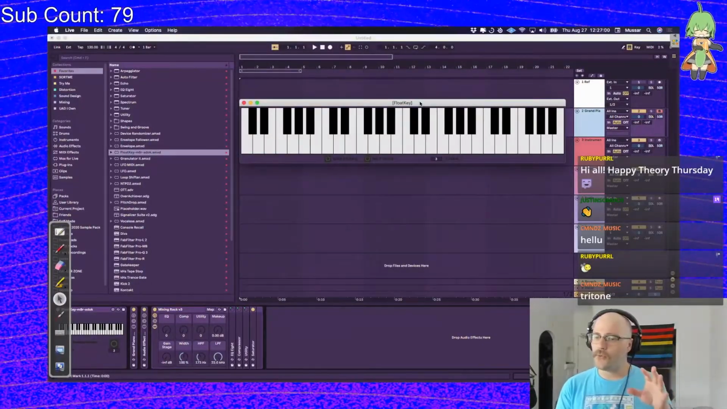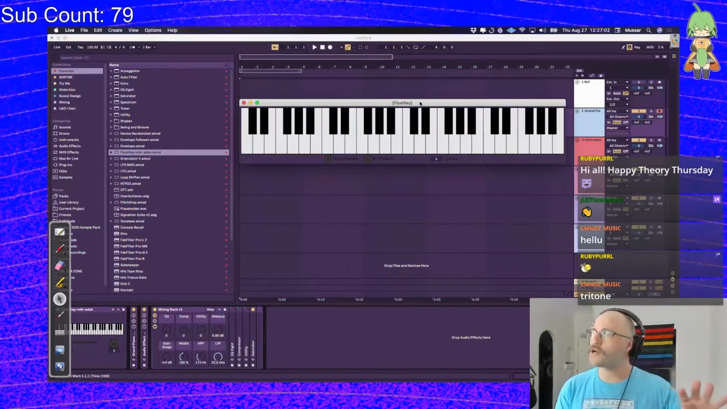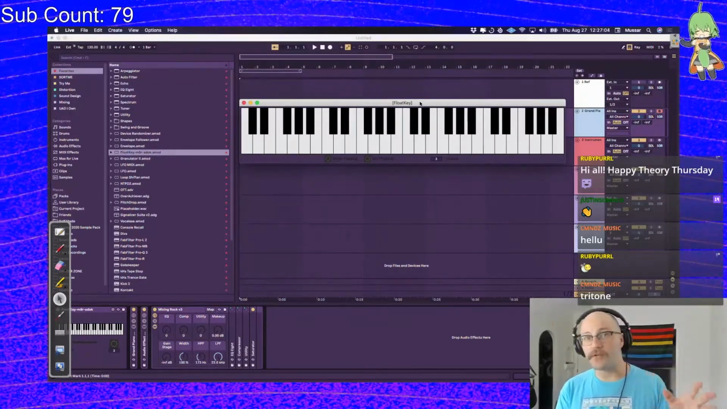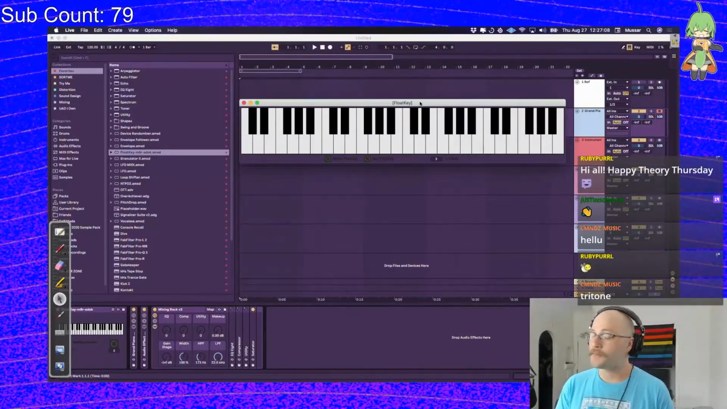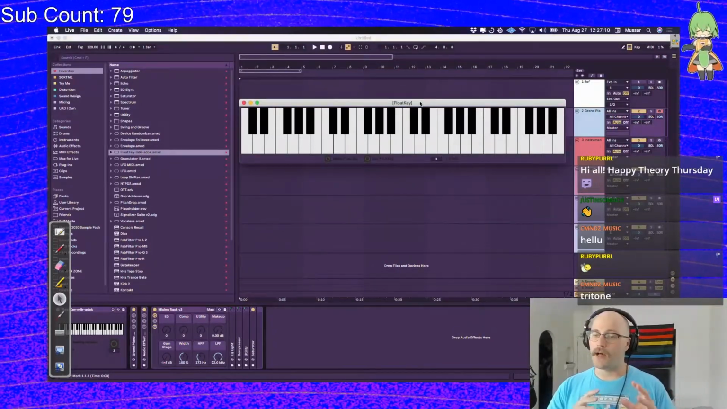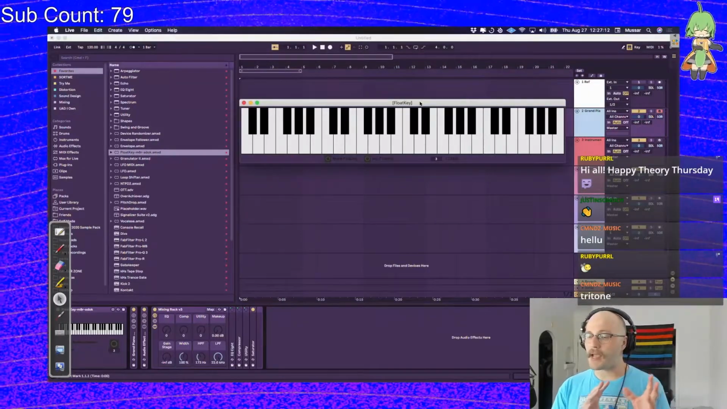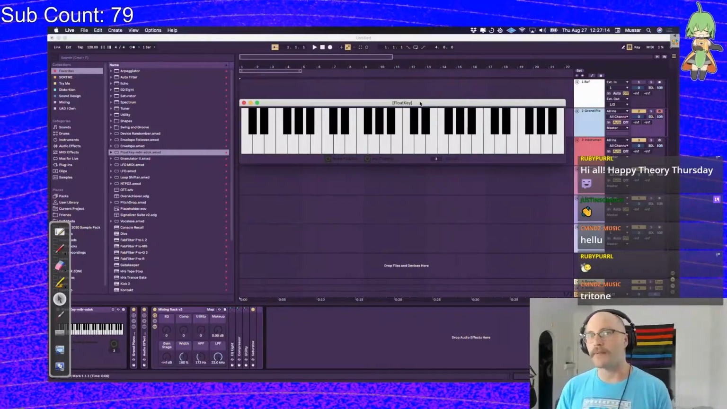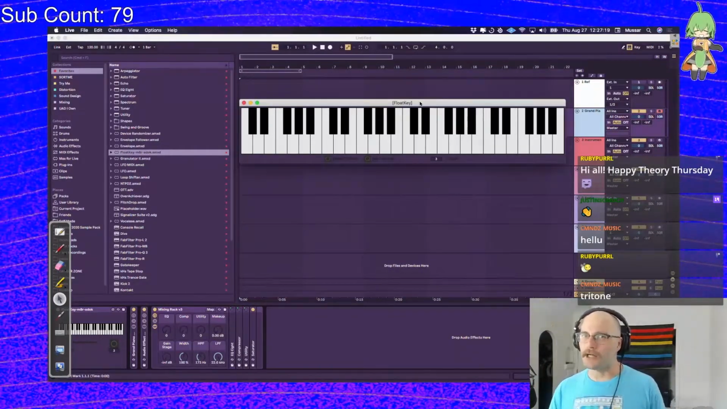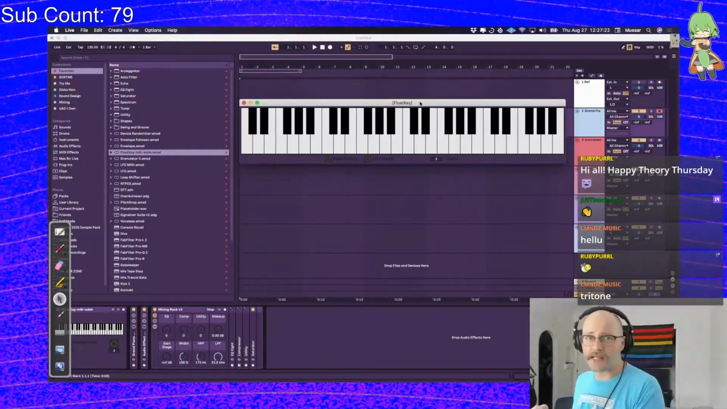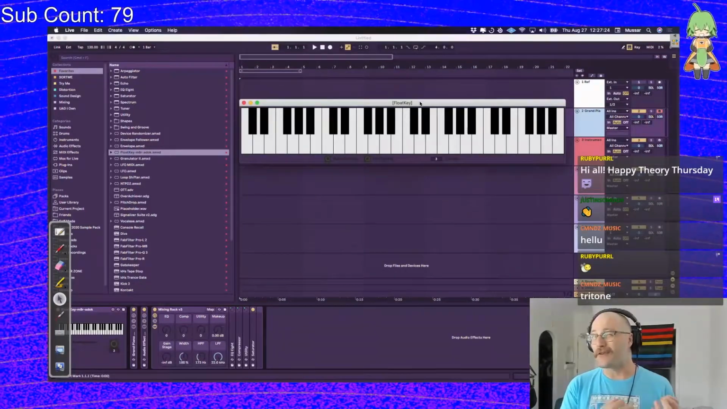When you go much further into your studies of music theory, you might come across this concept of counterpoint. Counterpoint was a very popular form of music composition, especially through the 1400s, 1500s, and 1600s. It's still present even today, but it appears in different forms.